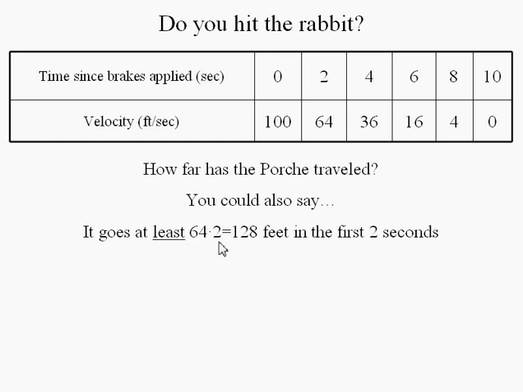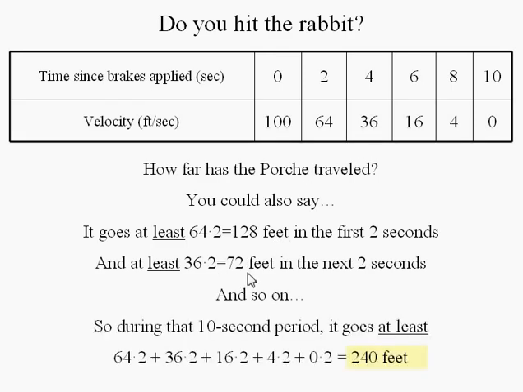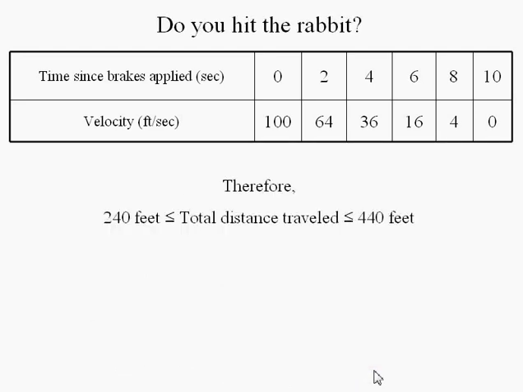Remember, these are very conservative. You know, we started at 100 feet per second, went down to 64 feet per second, but we can only work with the numbers that we see. In the second 2 seconds, between 2 and 4 seconds, the slowest speed we were going was 36 feet per second. If we did that for 2 seconds, we would have traveled 72 feet. So what we can do is do that for all of the lower bounds, and you can see that we get that our minimum distance traveled is 240 feet.